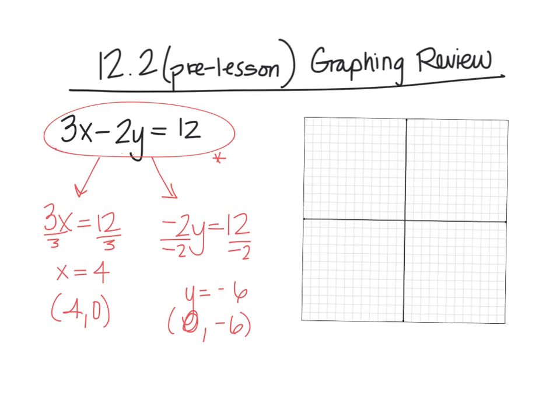Remember, this is 2 points. I can graph 4 on my x-axis. This is my x-axis, I'm graphing the point 4. Negative 6 on my y-axis. All right, negative 6. And then I can just connect those and make my line. That's the easiest way to graph a line like that.